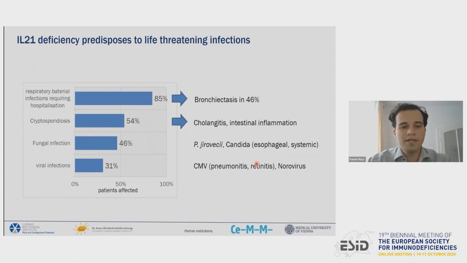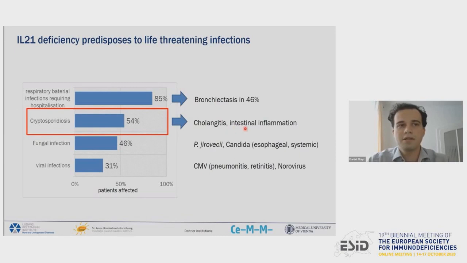The most common features observed across all patients are recurrent respiratory bacterial infections requiring hospitalization, seen in 85% of all patients and resulting in bronchiectasis in around half of these patients. Cryptosporidiosis affected 7 patients and was associated with high morbidity, leading to hepatic transplantation in 2 patients and hepatorenal syndrome in 1 patient. Also, 1 patient died due to a severe diarrhea caused by intestinal cryptosporidiosis.